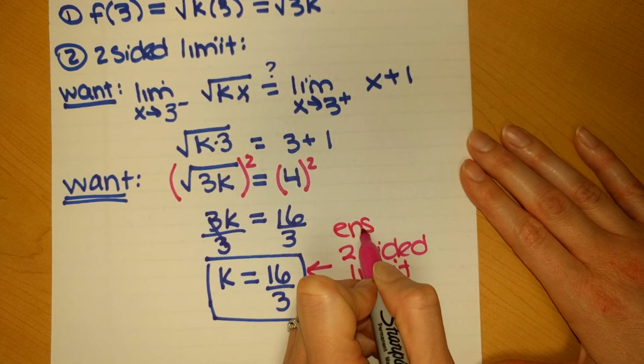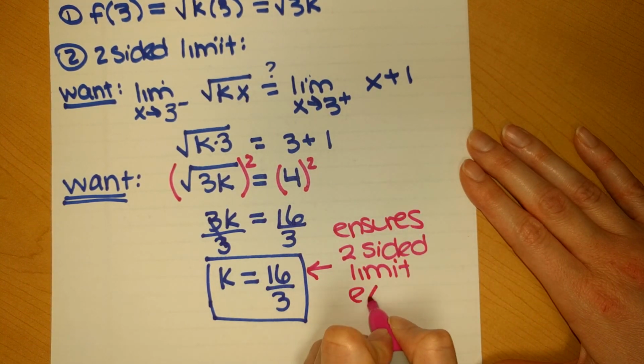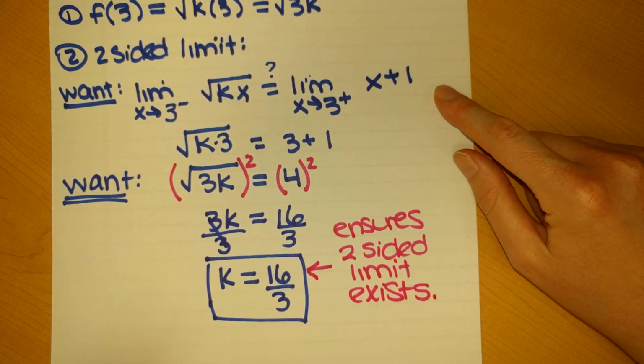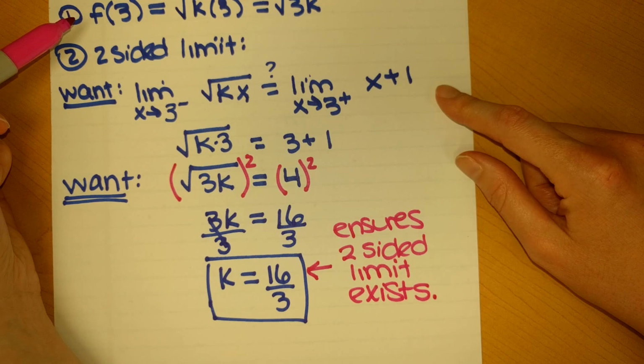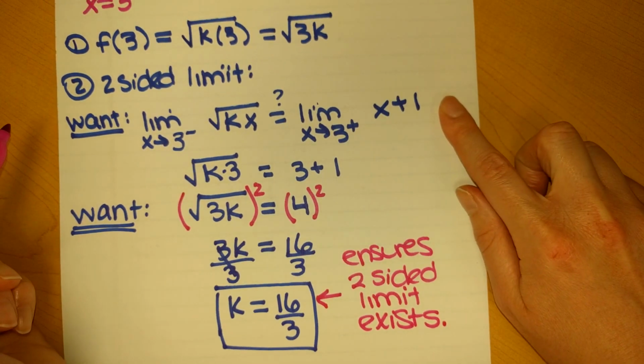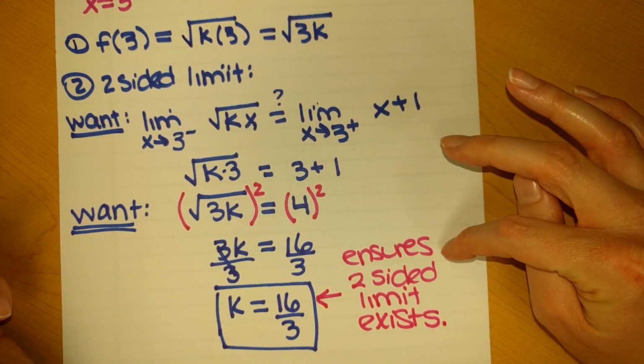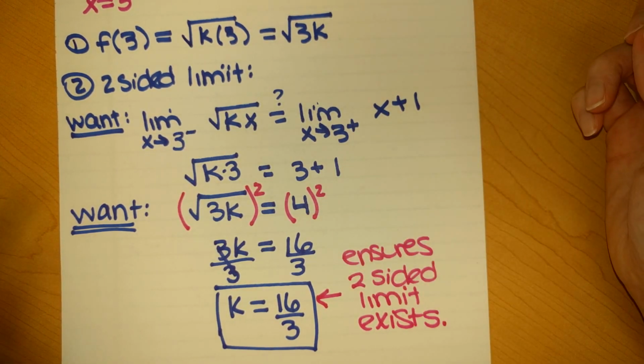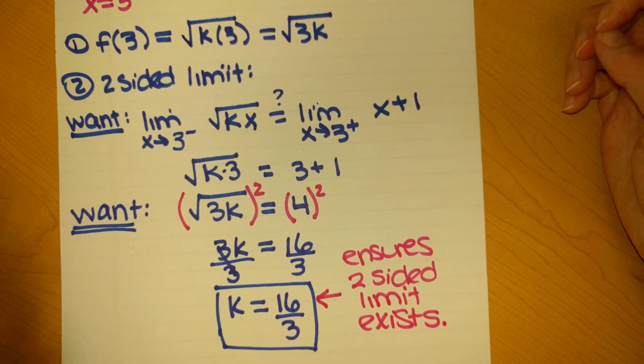So this ensures that the two-sided limit exists, and you can actually show that that two-sided limit will be equal to the square root of 3k. And that again is because it will ensure that the two-sided limit exists, and it will actually ensure that that will be equal to 4 for the two-sided limit. Okay?